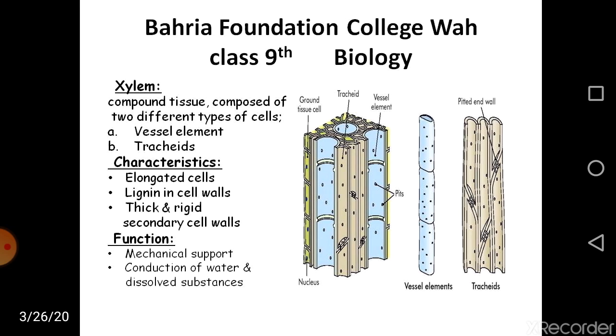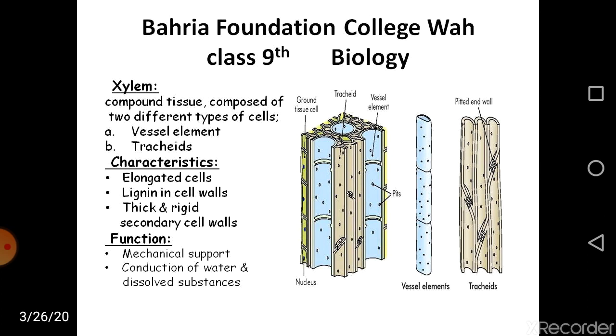Function of xylem, two most important functions: as the cells are so thick and have lignin, they give mechanical support to the plant. And the main function of the xylem is conduction of water and dissolved substances. The xylem of the root takes water from the soil, and from the root it is transferred to the xylem of the stem. In this way, water through the xylem reaches the leaves.